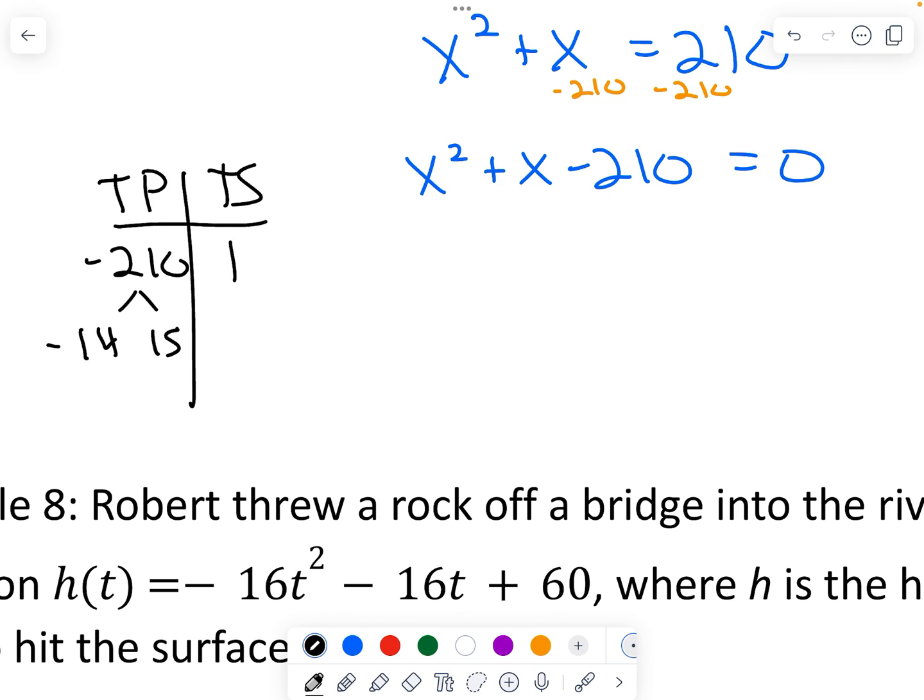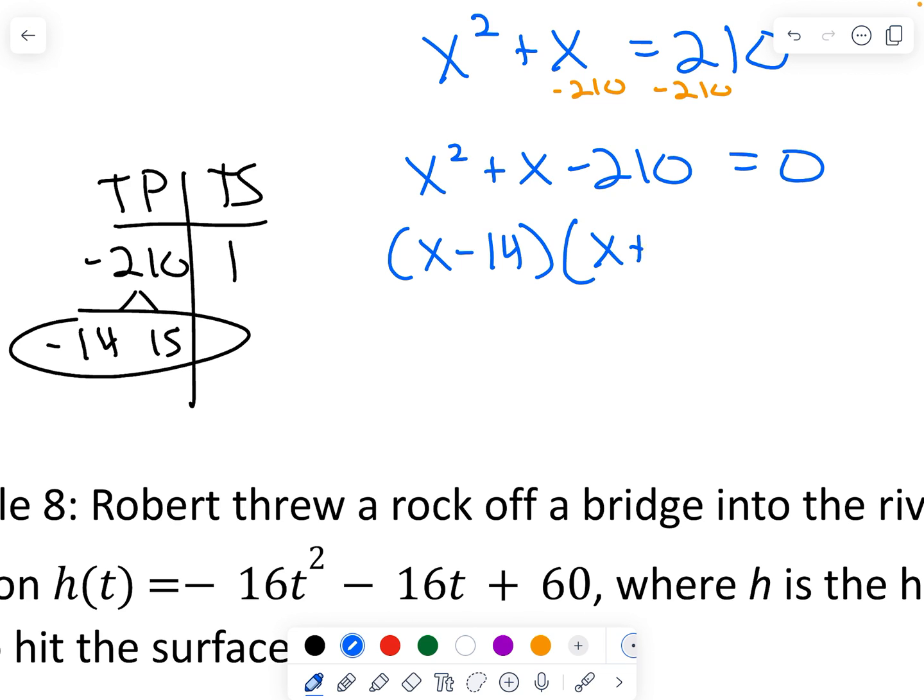They have to add up to 1, so I'll make the 14 negative. Those are my two numbers. That means my two factors are x minus 14 and x plus 15, which means my two answers are x equals 14 and x equals negative 15.